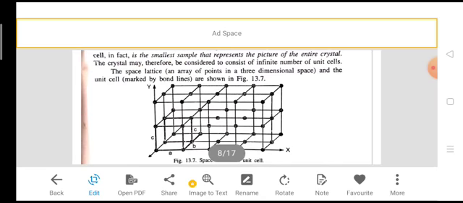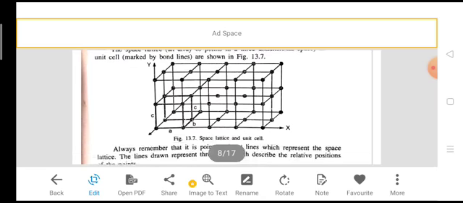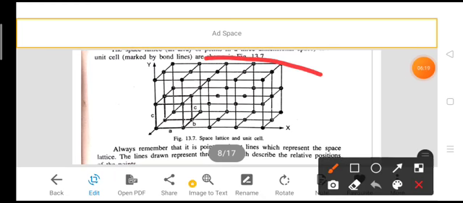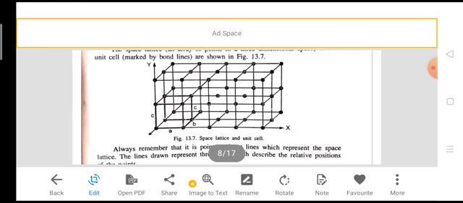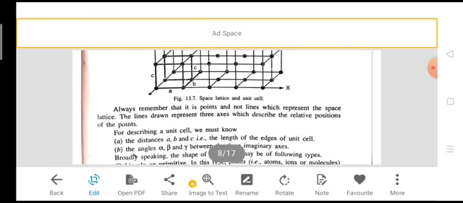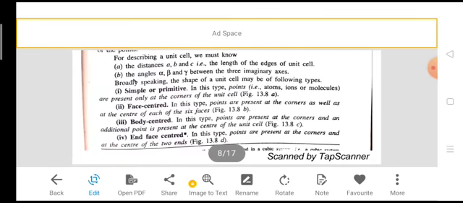The space lattice and the unit cell are shown in this figure. So this total is a space lattice. Take one more cube in this picture. This is the unit cell. By repeating this unit cell, we complete this whole space lattice of the crystal. So these are the definitions of the space lattice and unit cell.